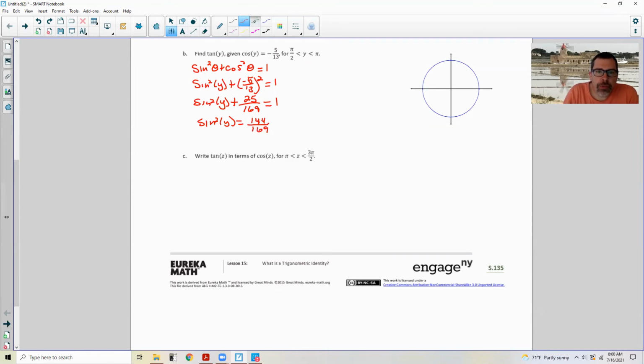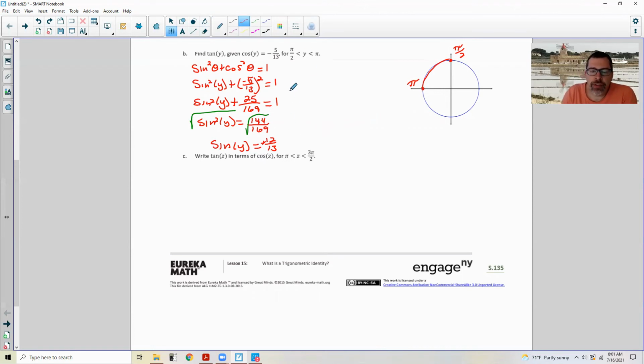So I'm going to take the square root of both sides. Okay, and I am going to get the sine of y equals 12 over 13, and it's plus or minus. Now I need to focus on this. We are between pi over 2, which is here, and pi, which is here. So we are in the second quadrant. Sine is positive there, so I don't want the negative. So I erase this. And the sine of y is 12/13.